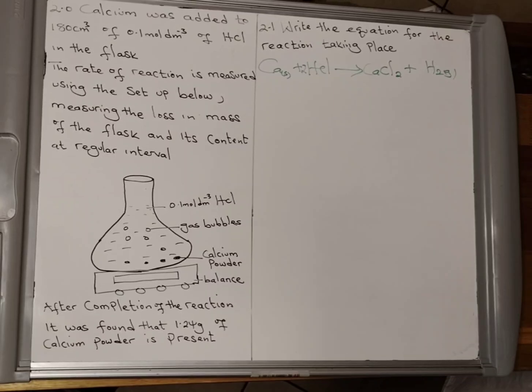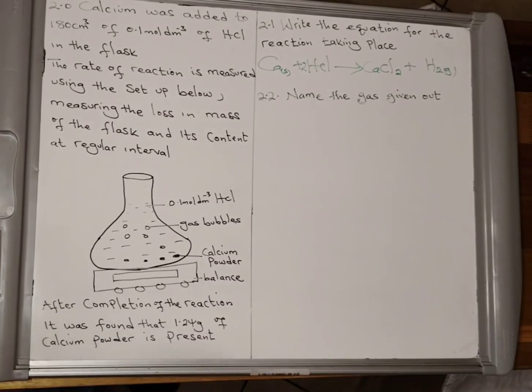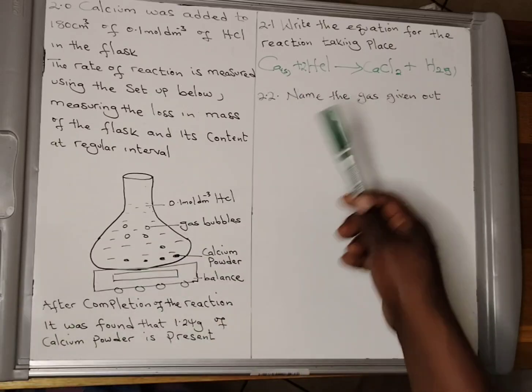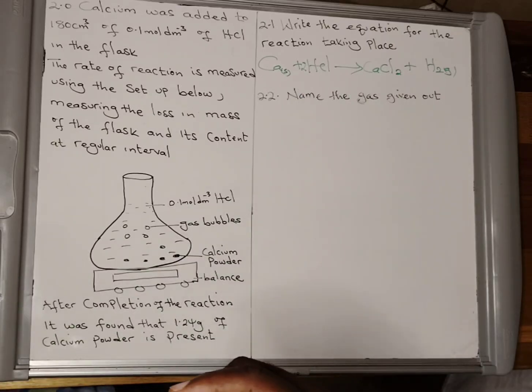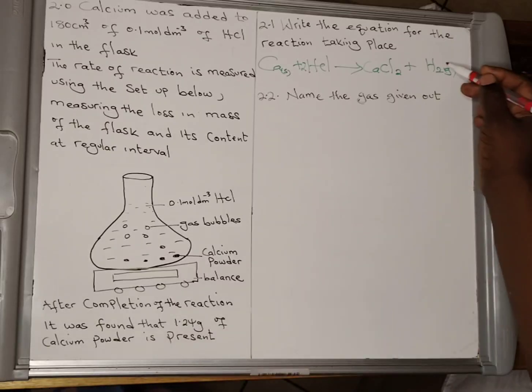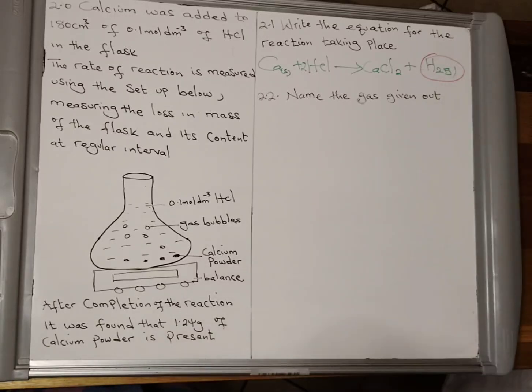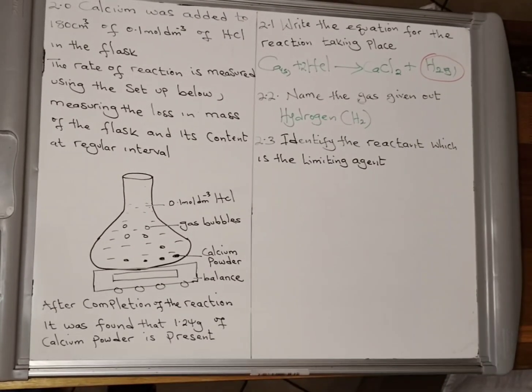Okay, then comes the next question. It says, name the gas given out. From the reaction, we can tell the gas which is being given out. The gas is this one, so it is hydrogen. Then comes this question. It says, identify the reactant which is the limiting reagent.